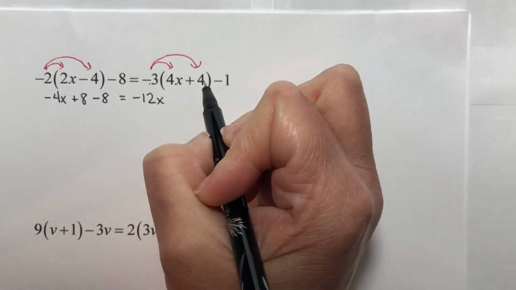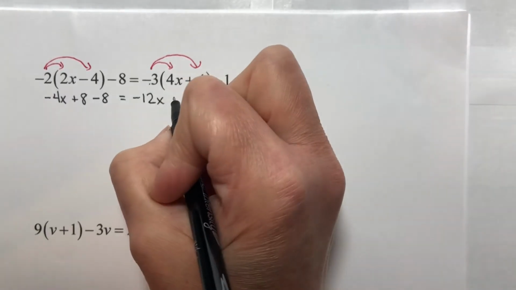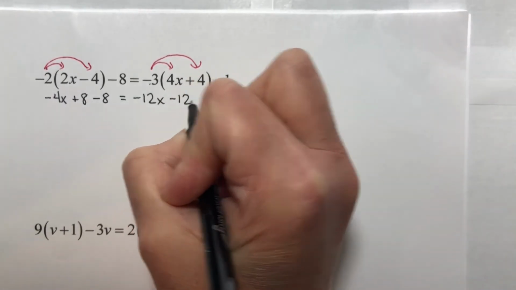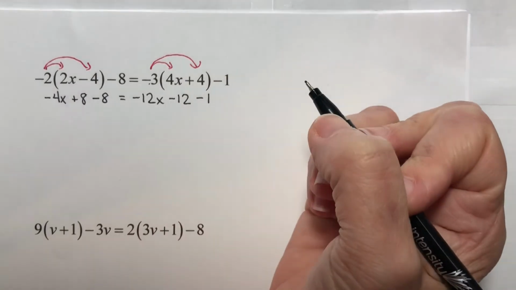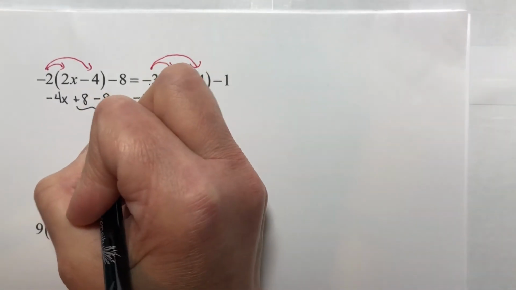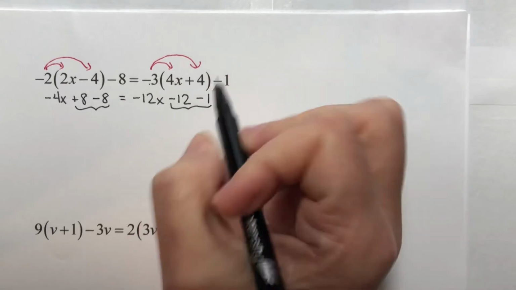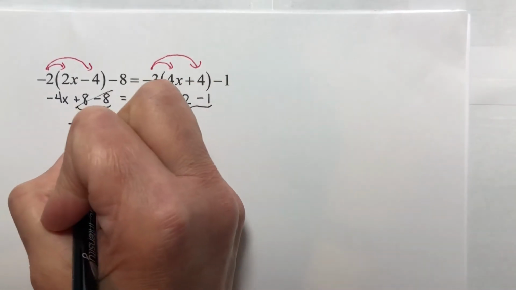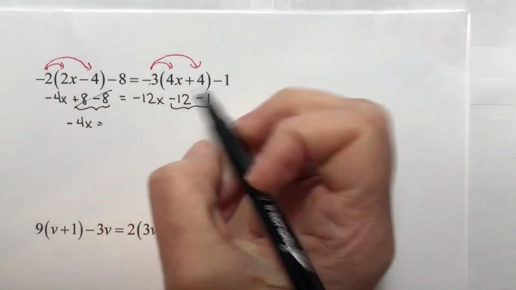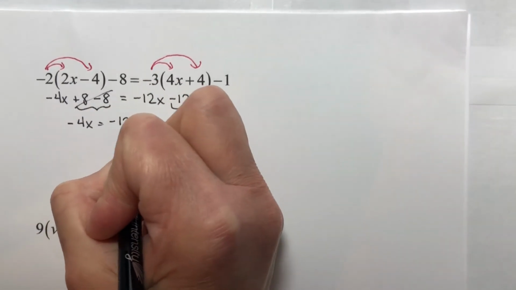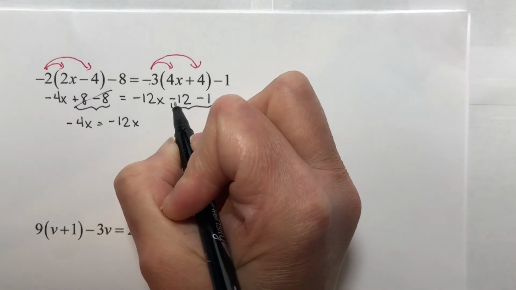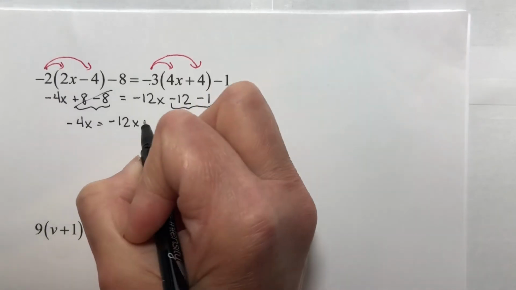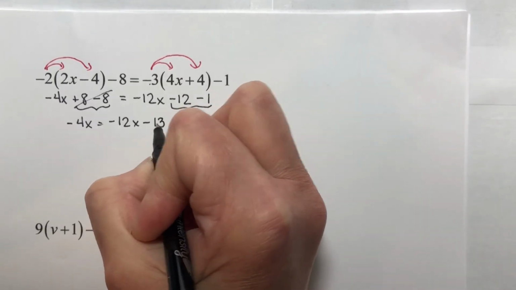Negative 3 times positive 4 would be negative 12. And then I have the minus 1. Combine here, combine here. Well, 8 minus 8 is 0. That cancels out. I have negative 4x equal to, there's nothing to combine with the negative 12x, but negative 12 minus 1 is negative 13.